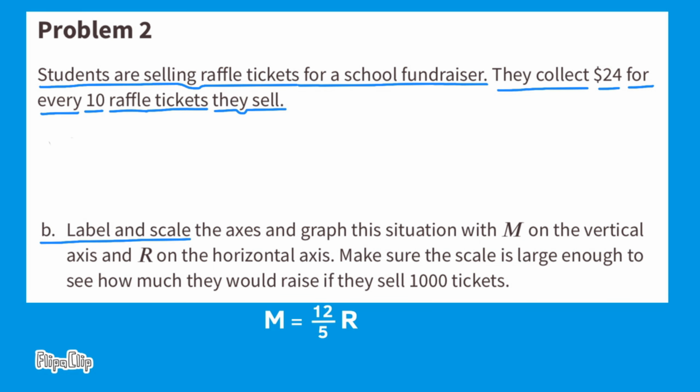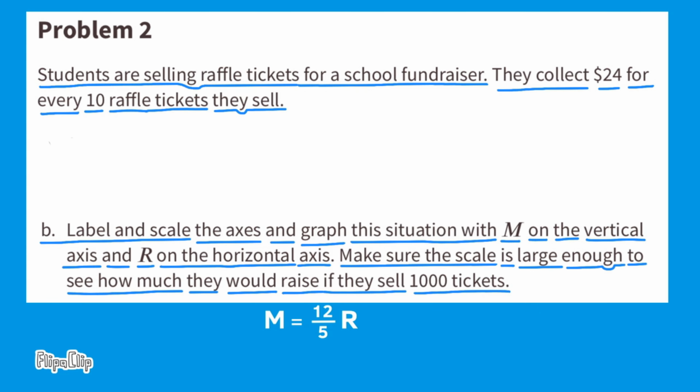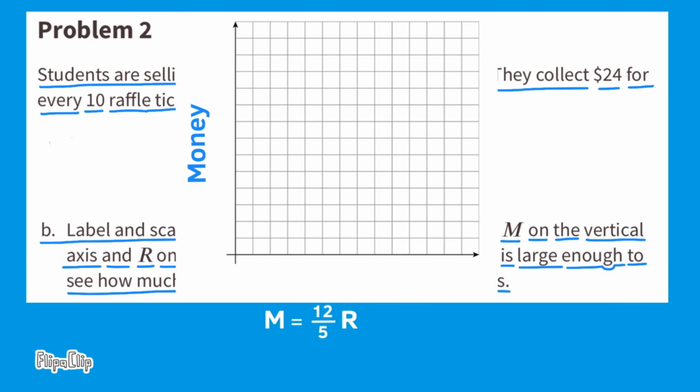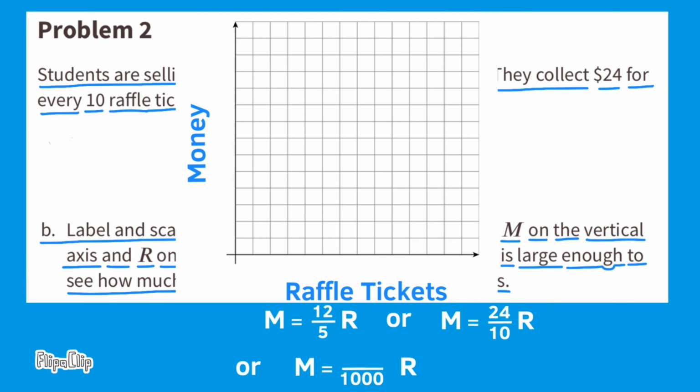B. Label and scale the axes and graph this situation with M on the vertical axis and R on the horizontal axis. Make sure the scale is large enough to see how much they would raise if they sell 1,000 tickets. Let's graph this situation with money on the vertical axis or the y-axis and raffle tickets along the horizontal axis or the x-axis. Remember, our equation is M equals 12/5 times R, or M equals 24/10 times R. Or this equation. See if you can figure it out. M equals what number divided by 1,000 times R?